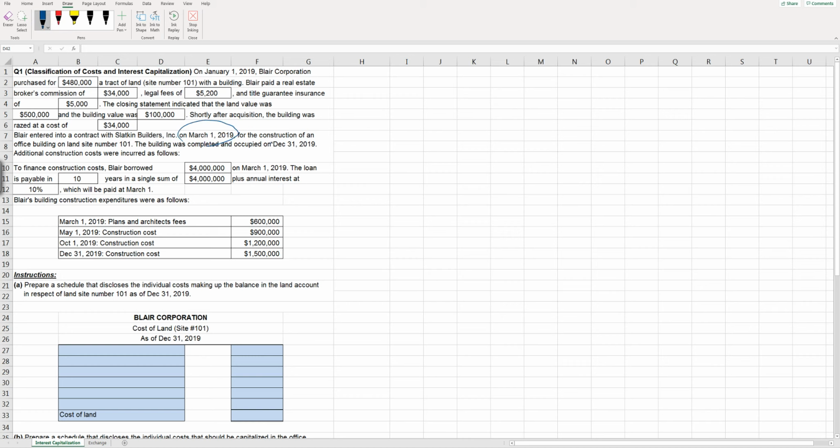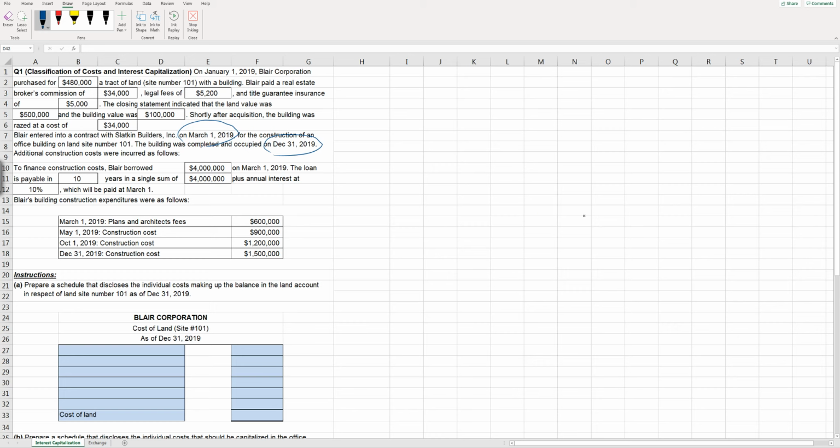Construction started March 1st and ended on December 31st. Right? They borrowed money, $4 million, to construct a new building. It's a 10-year loan, interest rate 10%, and interest will be paid every year on March 1st. Alright, and the following are expenditures made during the year. So this is the basic setting.